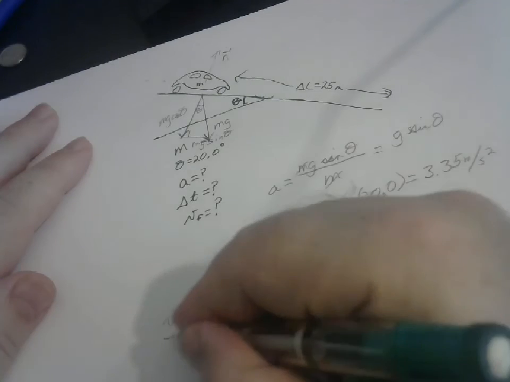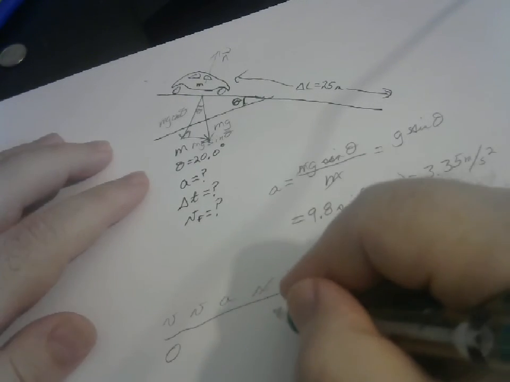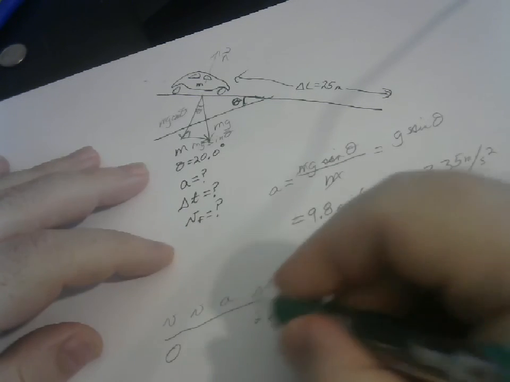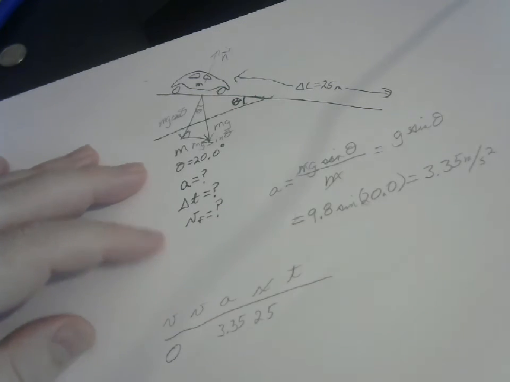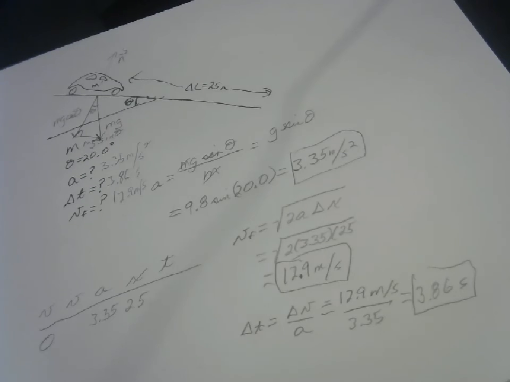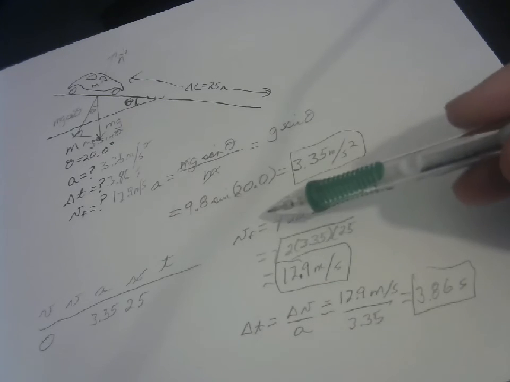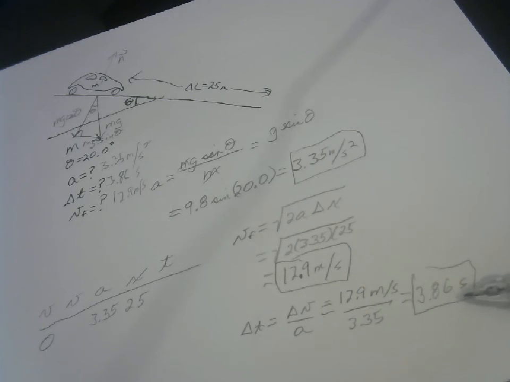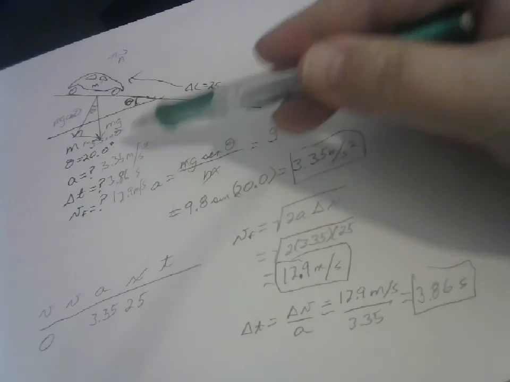Now we can use the methods that we've used before. We had a zero initial velocity, a delta x of 25 meters, a time unknown, acceleration of 3.35, and then we should be able to solve for the velocity and time. So you can work out this as you like. We got a final velocity of 12.9 meters per second, delta t of 3.86 seconds, and our acceleration of 3.35 meters per second squared.